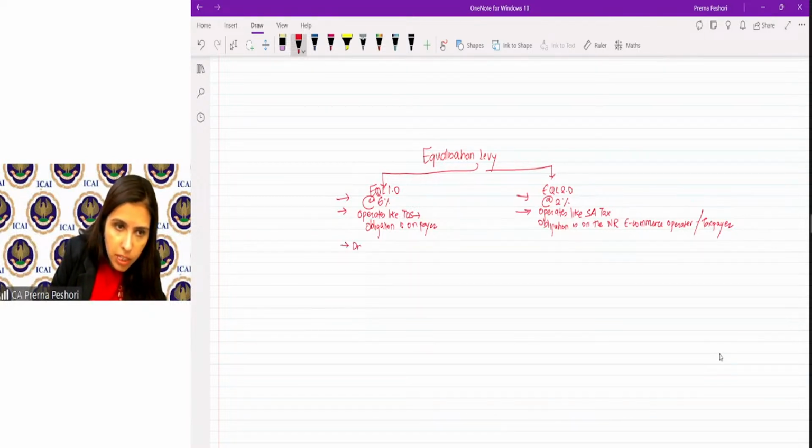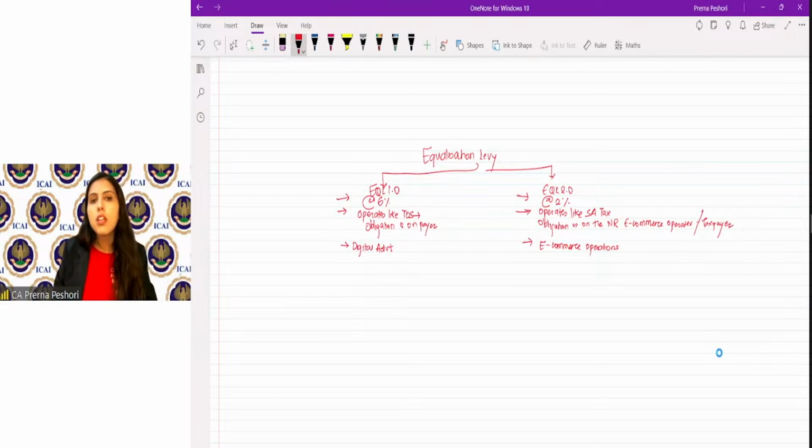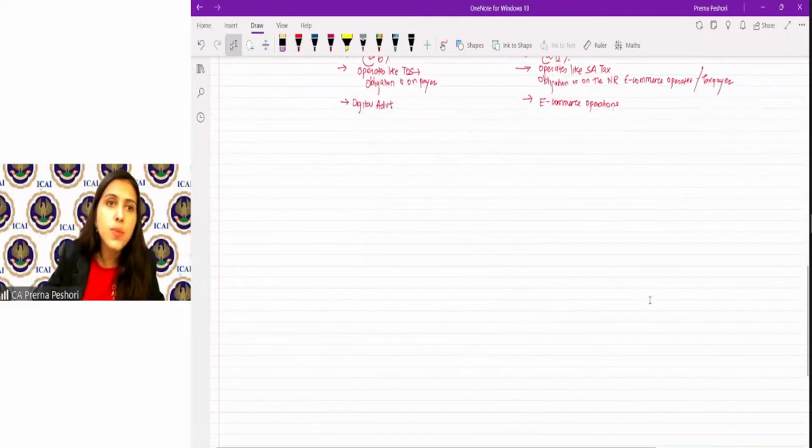This is on the digital advertisement, whereas this one is on the e-commerce operations. Okay. So these are the differences between equalization levy 1 and equalization levy 2. Now first we'll talk about equalization levy 1.